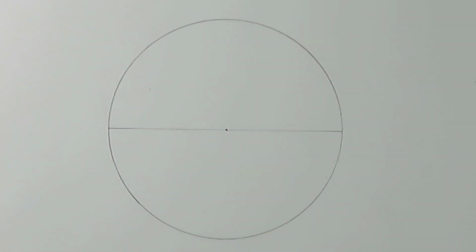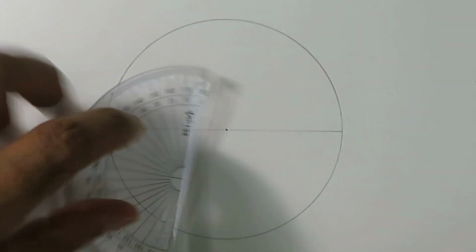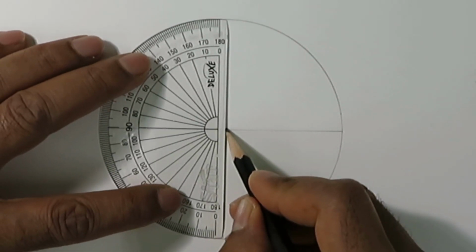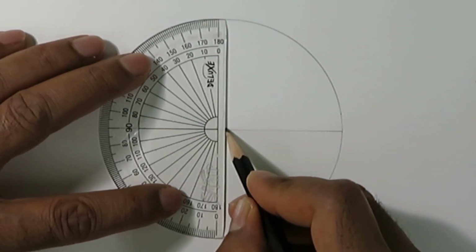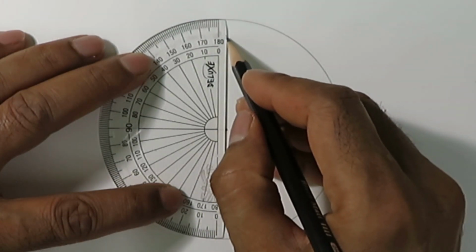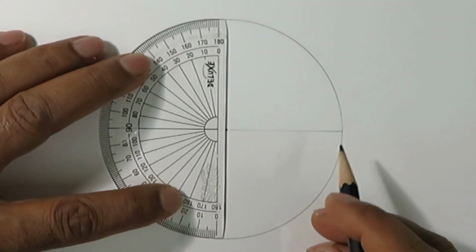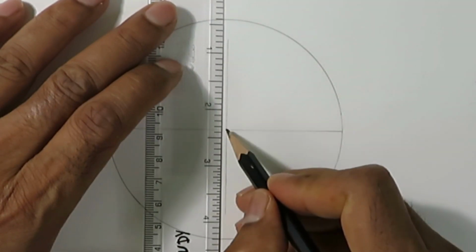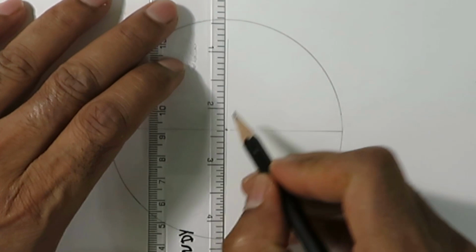First, draw the circle that you want to divide into 24 parts. Here I have drawn a circle of 50 mm radius. Draw the horizontal and the vertical diameters. I am using the protractor only to draw a perpendicular line, which is quite easy this way. You can also practice this way of drawing a perpendicular line.